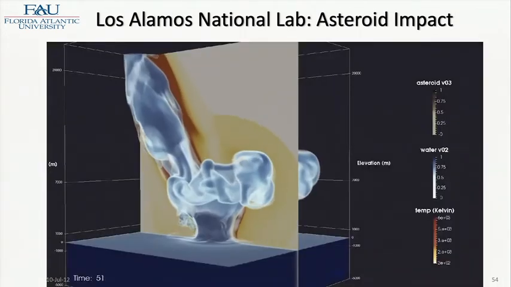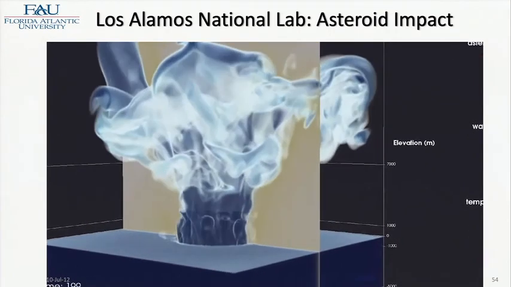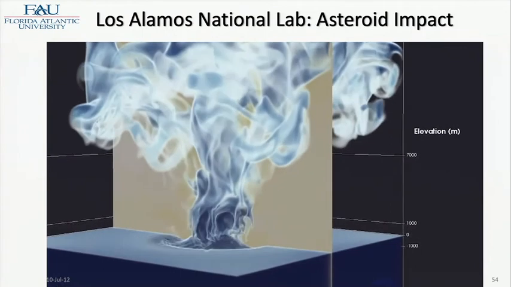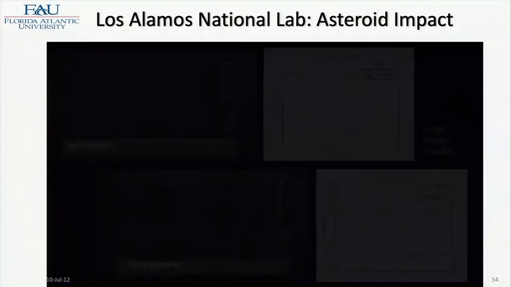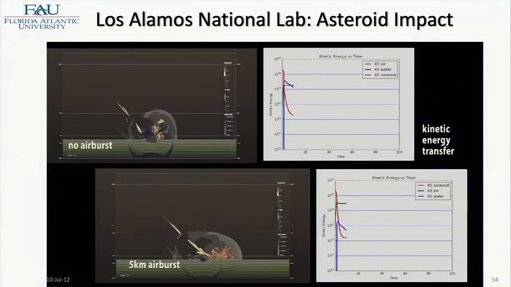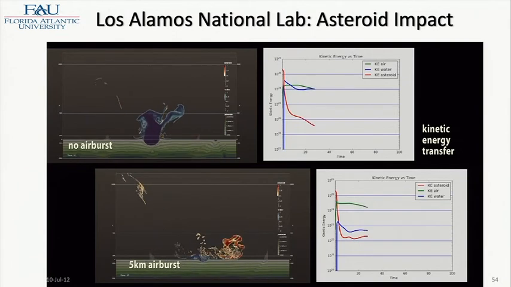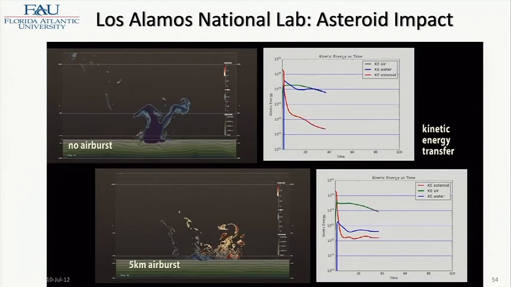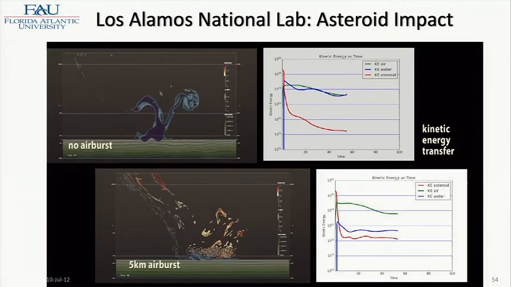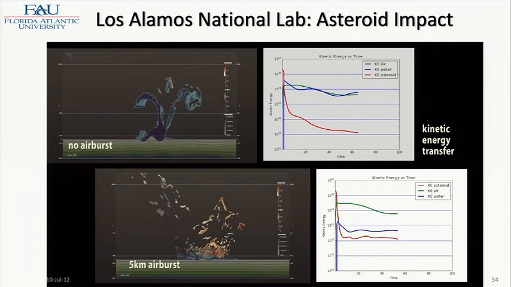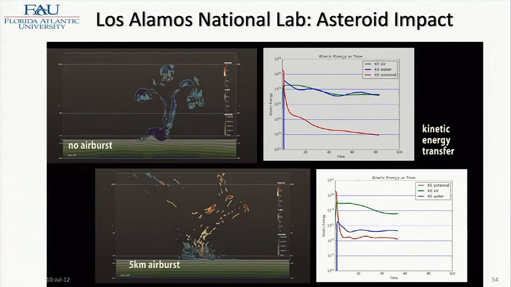Pressure waves in both the air and water show differences in the transfer of kinetic energy. Colliding shock waves in the atmosphere and water, as well as the wind at the water's surface, hinder the creation of a propagating wave. Here we see the difference in energy transfer with and without an airburst. Whether or not there is an airburst changes how much kinetic energy is transferred to the air and water. An airburst breaks the asteroid apart, so that much of it skims the surface of the water rather than slamming into it. For the same size of asteroid, this results in a much smaller effect on the ocean.